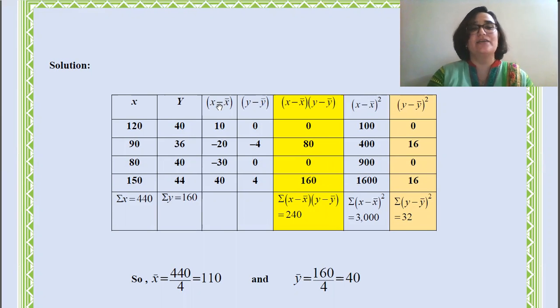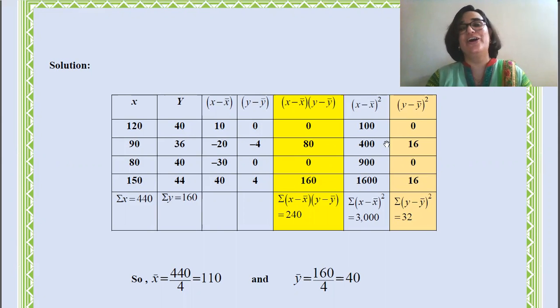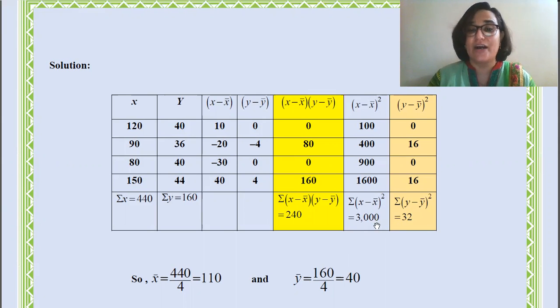(x minus x bar) squared: 10 squared is 100, minus 20 squared is 400, minus 30 squared is 900, plus 40 squared is 1600. Check if it is correct. Check the totals. All right, good going. 100 plus 400 plus 900 plus 1600, add everything and you get sigma (x minus x bar) the whole square is equal to 3000.